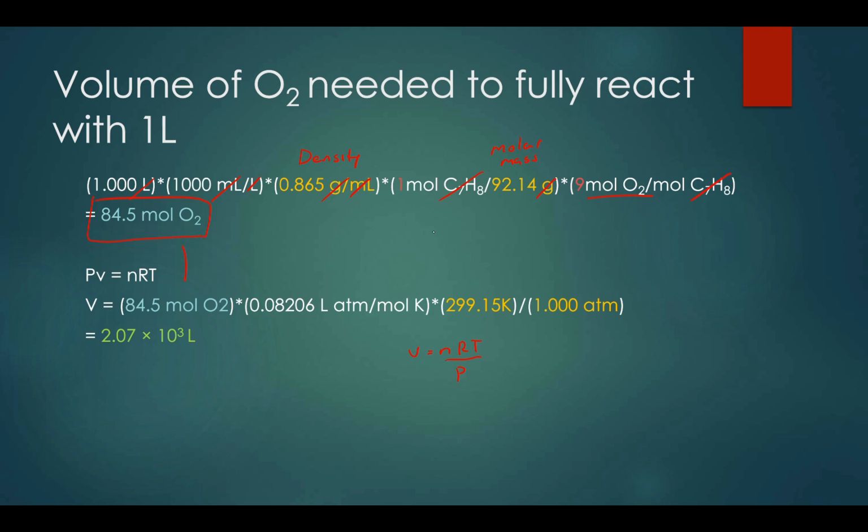So the n right here is 84.5 moles of O2. That's where we got it from. Multiplied by 0.08206 liters ATM divided by mole K. Multiplied by temperature. And here is our pressure. We're dividing right here. This is our pressure. When we do this calculation, it gives us 2.07 times 10 to the power of 3 liters.